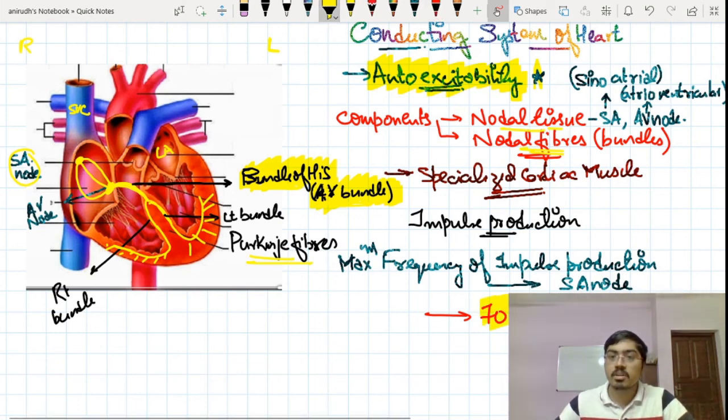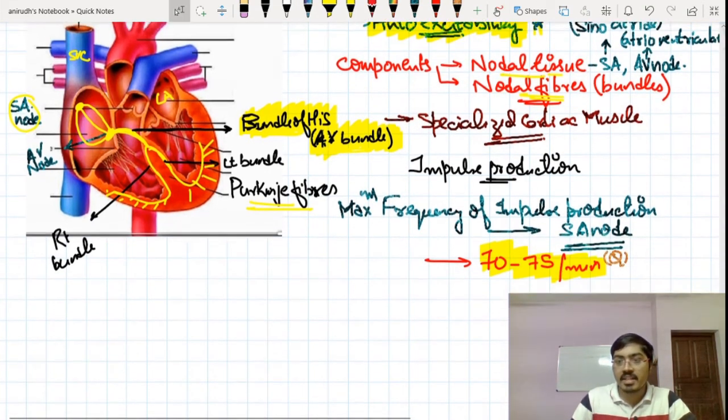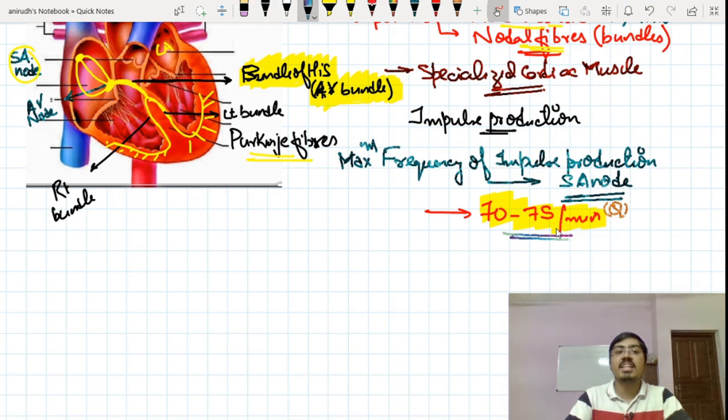This is a very important MCQ question. They can ask you this in the practice test. What is the frequency of impulse production by the SA node? So you should not have any doubt in this. The SA node will produce impulses 70 to 75 times per minute. That is why the SA node will dominate over the others, because it is producing so quickly. It will not give time for the others to produce impulses.